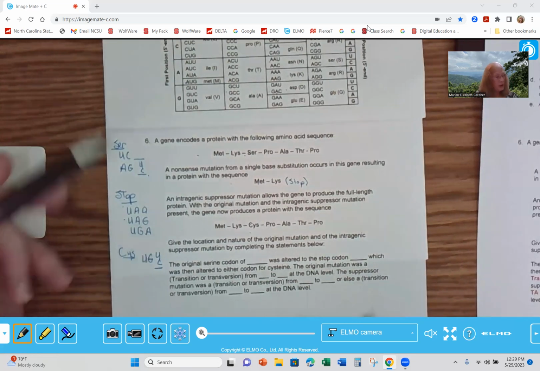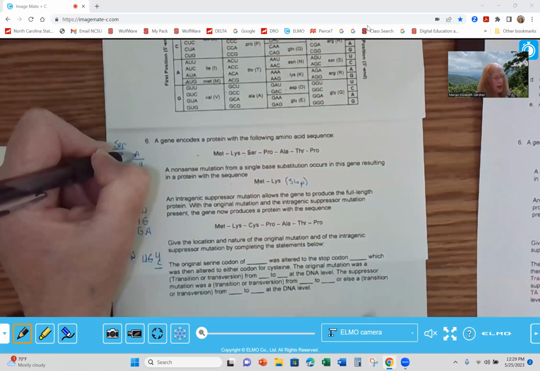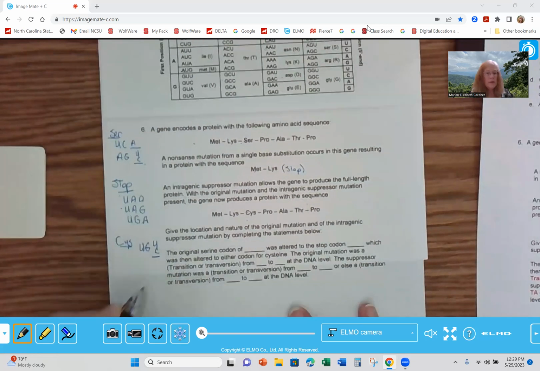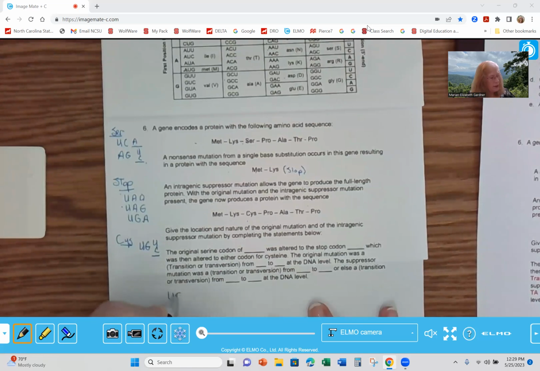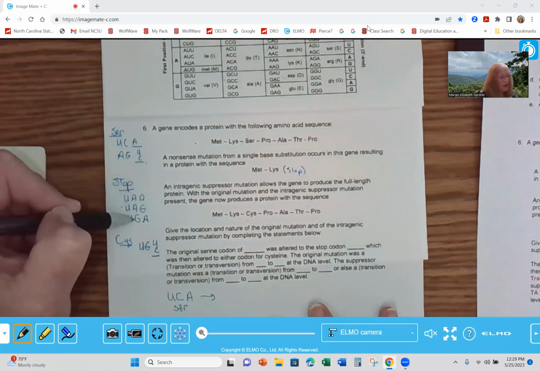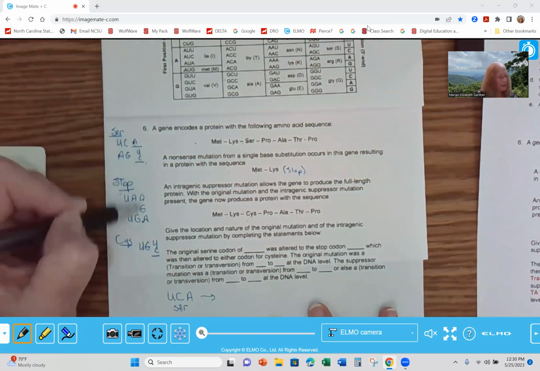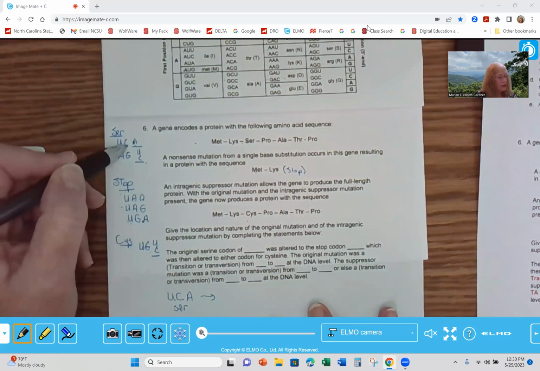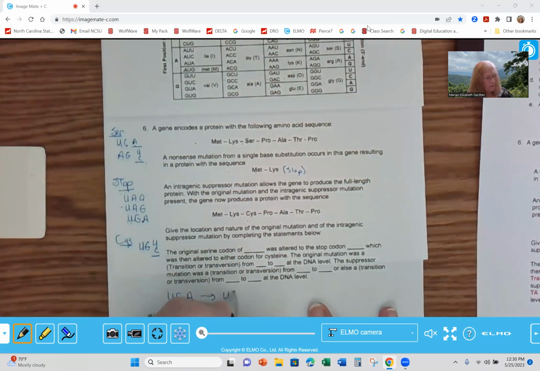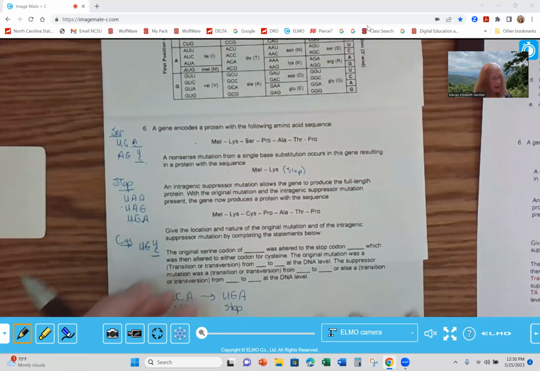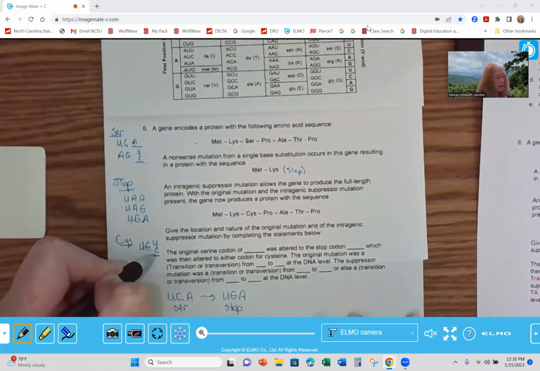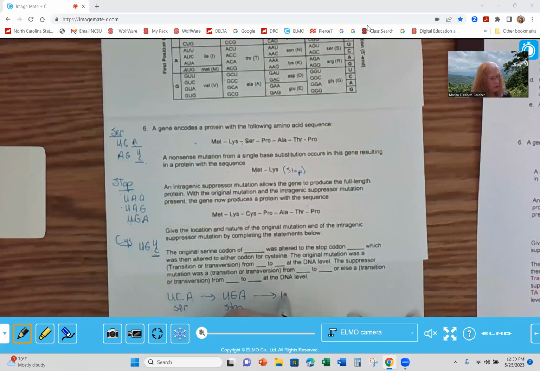So if the original codon was UCA, I'm just going to scribble it down here. Say my original one was UCA for serine. And I'm doing that because I have a UGA stop codon. So that A means that this blank would have to be an A. And the U did not change, and the C changed to a G. And then this had to change to UG, either U or C.